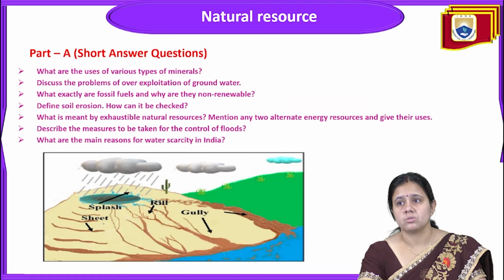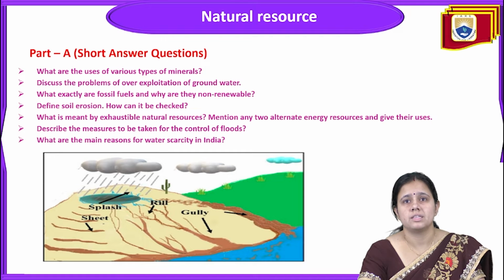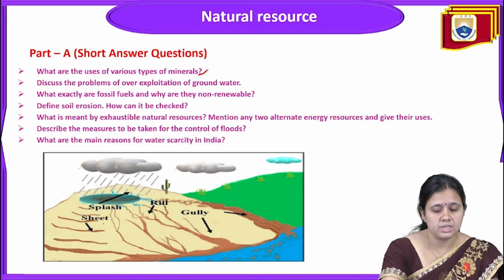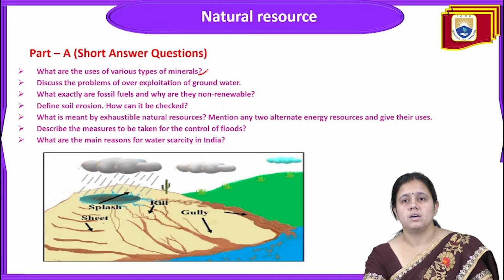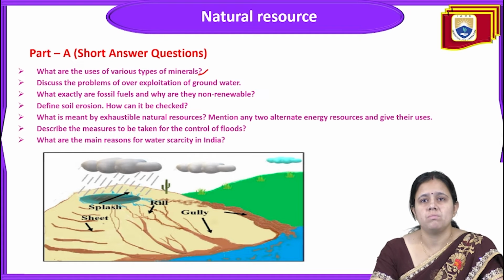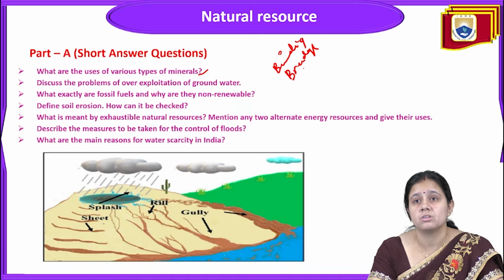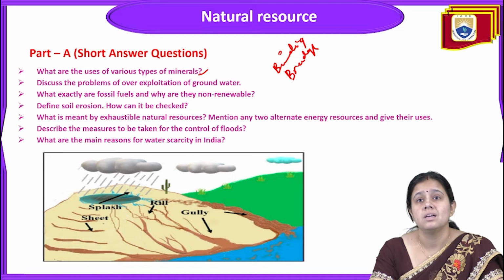Now comes the next question related to this, again the short answer questions. So first of all, what are the uses and types of minerals? When we are talking about the use of minerals, they can be used everywhere, in the making of buildings and bridges. And the types of minerals are two: silicate minerals and non-silicate minerals.